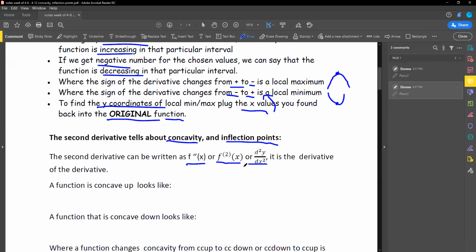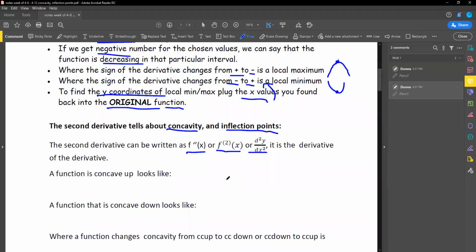There are other derivatives. I could do the third derivative. The third derivative, I replace it with a triple prime or an f3 or a d3. I could do as many derivatives as I want, okay? But we're just going to focus on the second, all right? So let's talk about concavity. Concavity refers to the shape of the graph.